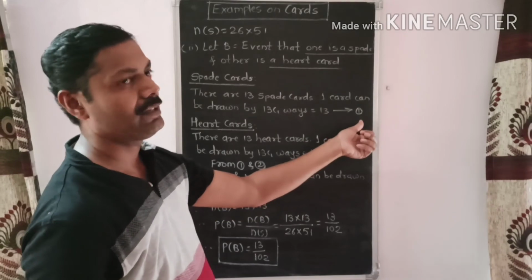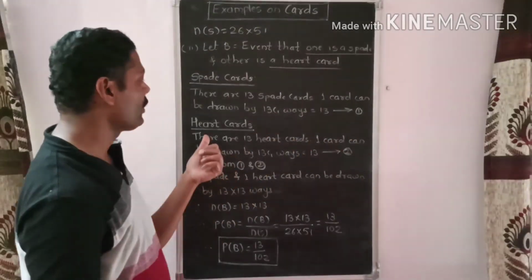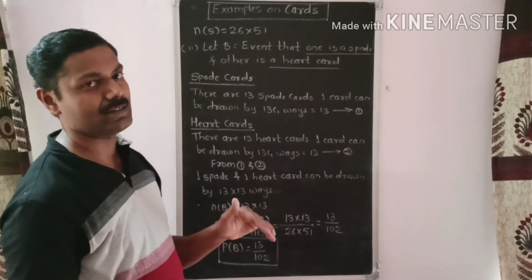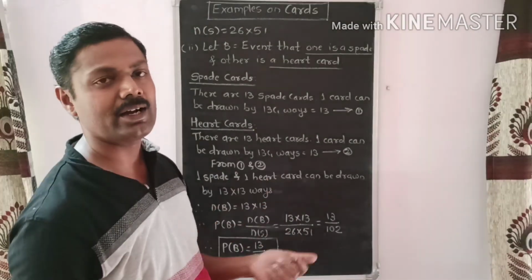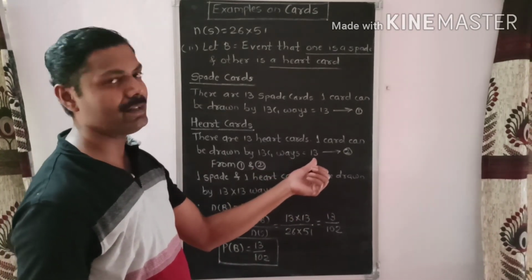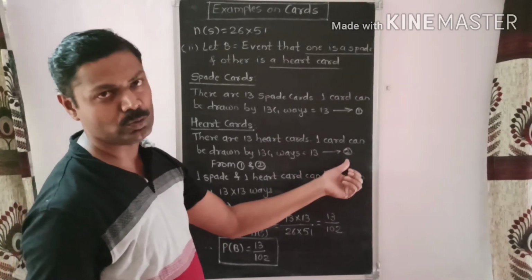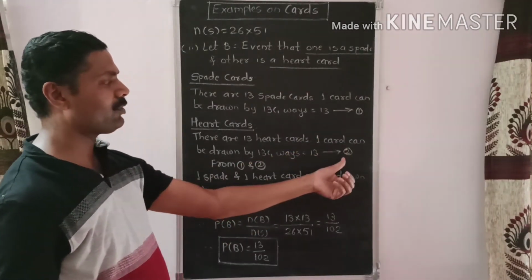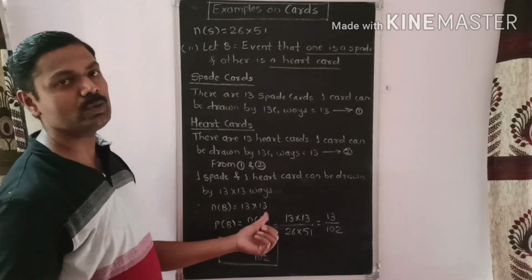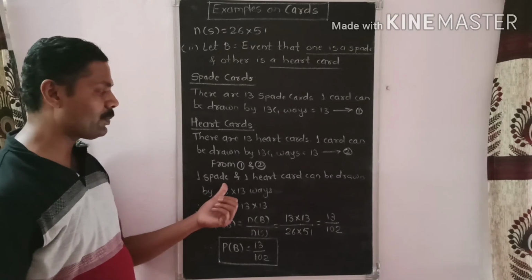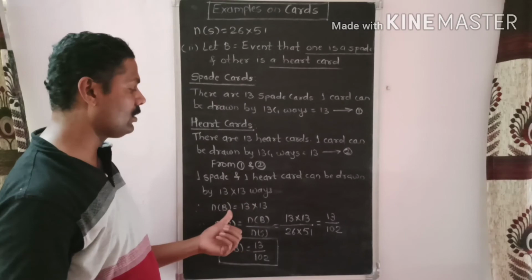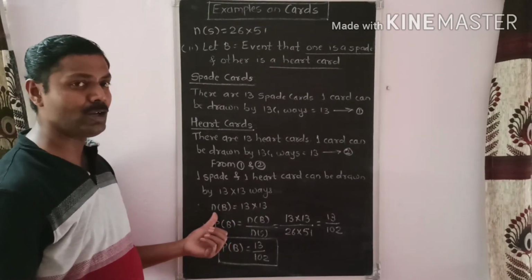So let it be equation 1. Now calculation for heart cards. There are also 13 heart cards, out of which 1 card can be drawn by 13C1 ways. So 13C1 means it is again 13. Let it be equation 2. So from equation 1 and equation 2, we can say that n of b is 13 into 13. It means that 1 spade and 1 heart card can be drawn by 13 into 13 ways. So 13 into 13 is the value of n of b.